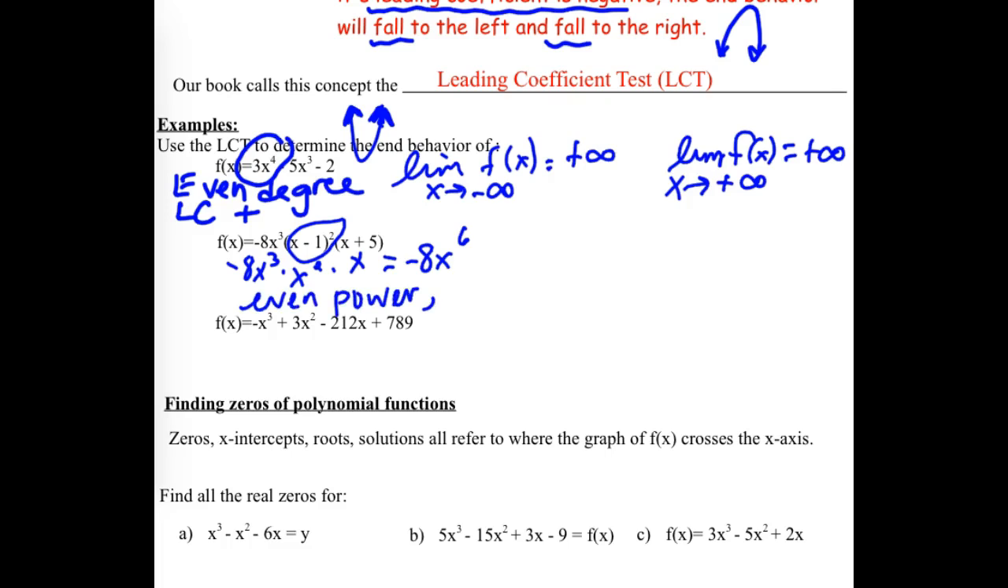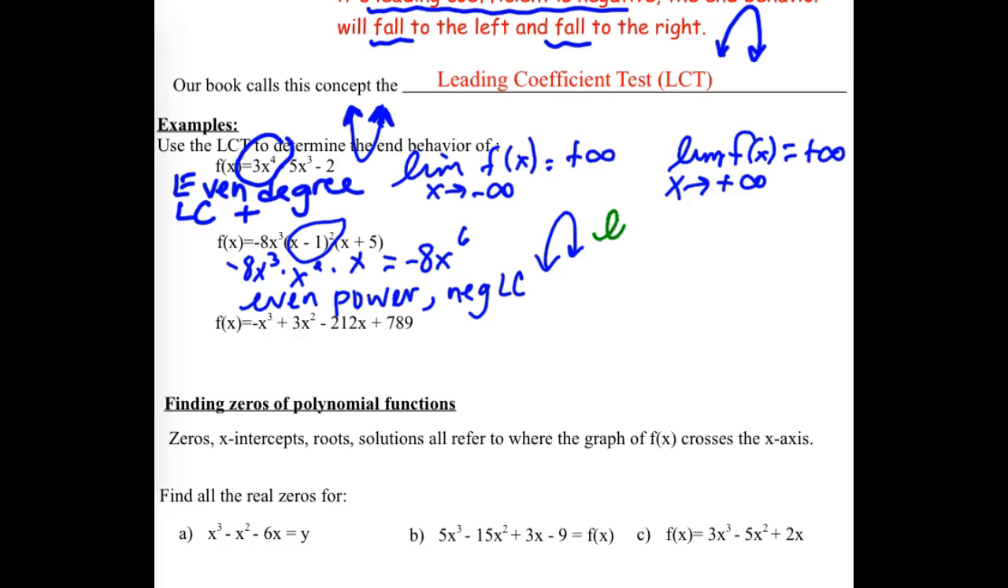And it has a negative leading coefficient. So think of an even power as a parabola shape, and the negative in front would flip it upside down. So we're looking at this basic end behavior. Things in the middle can change, but that's going to be the end. The arrows are still pointing in the right direction.